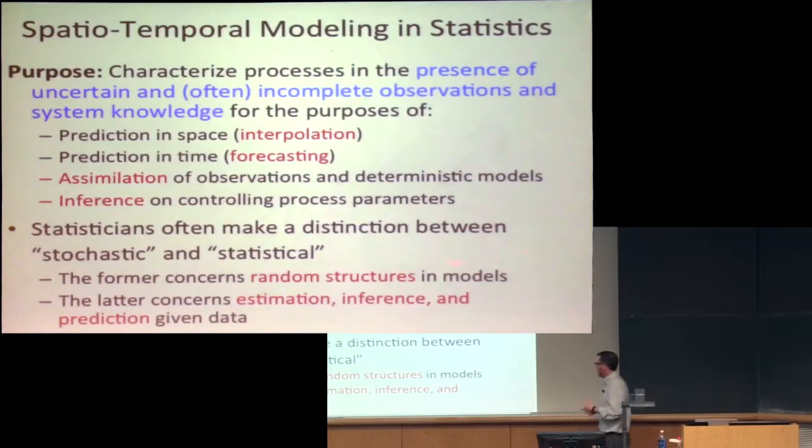Okay. So again, for this talk, I want to make a distinction between stochastic and statistical. Because to me, at least, the former is talking about random structures in models, whereas the latter is really about estimation, inference, and prediction in the presence of data. And I think in some sense, this is the difference between a statistician's view of space-time modeling and an applied mathematician's view of space-time modeling. Not that there aren't overlaps between those, there certainly are.